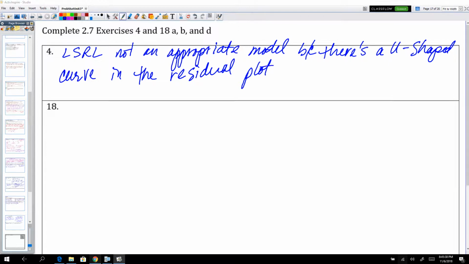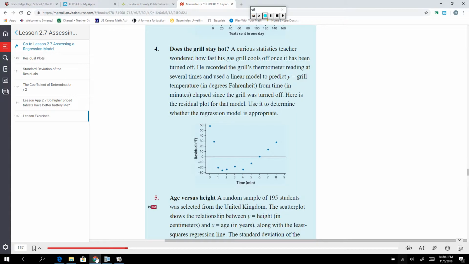We would much rather have seen data points above, hovering across this 0. We hate this 60 so far away from the 0. It's a horrible residual. It's too far. We would much rather see the data hover around this 0 with no particular pattern to it. Okay? Alright, let's move to question 18.